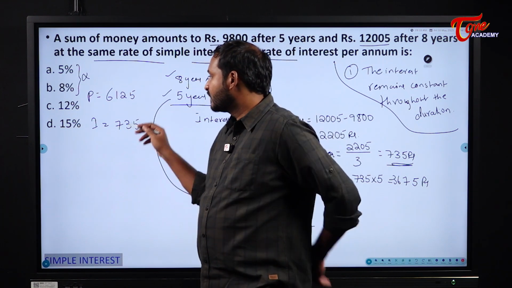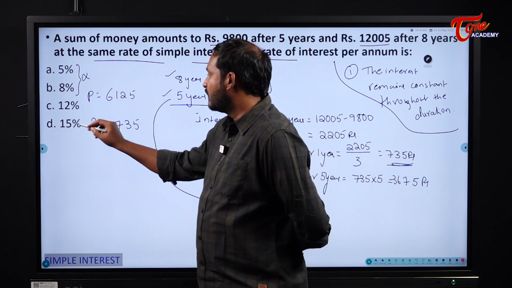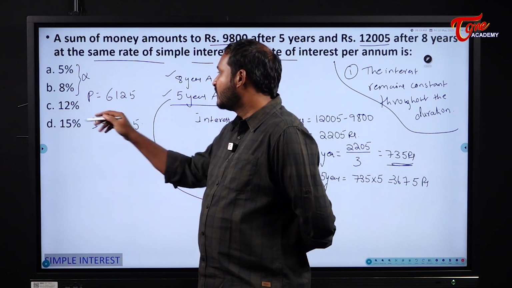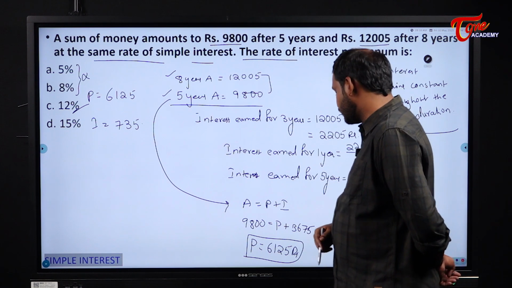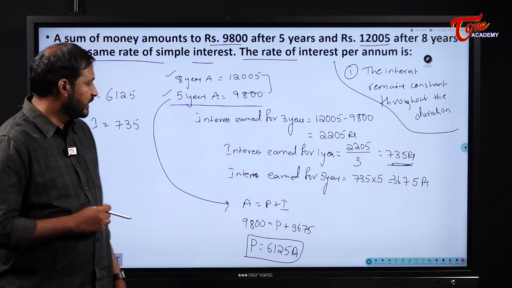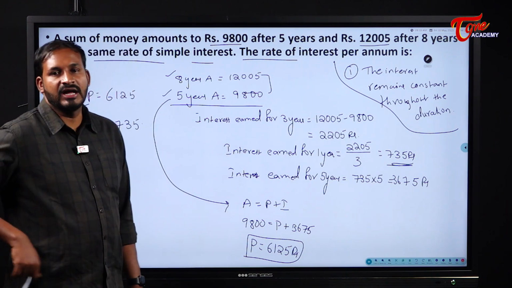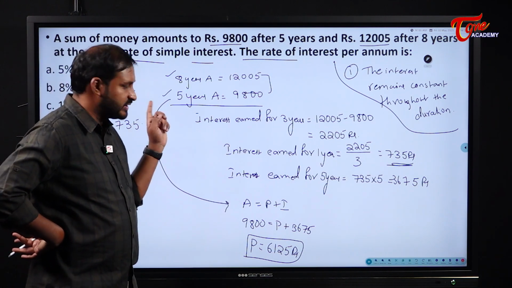Solve it, or else 15%. So what you will get here? I think it is equal to 12% only. Approximately it will be equal to 12%. Understood? In this manner, we are going to find the answer. 12% will be the answer. If you have any doubt, you can check.